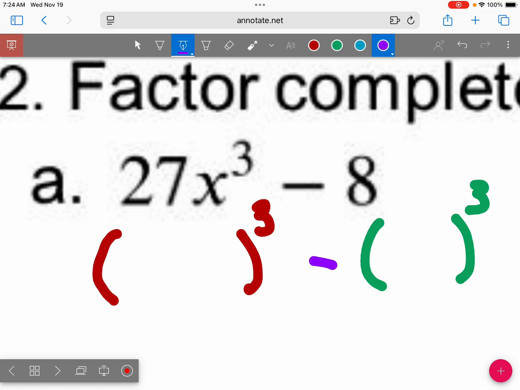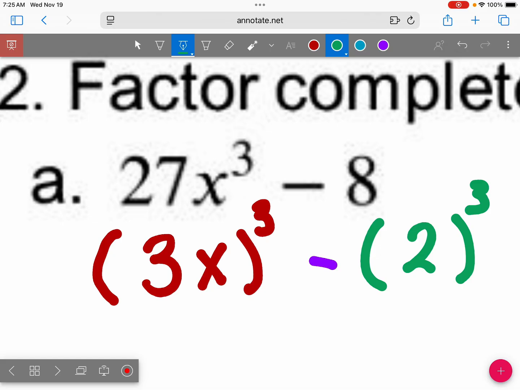So what cube gives me 27x cubed? 3 and x. If I have 3 cubed, I get 27. If I have x cubed, I get x cubed. So 3x cubed gives me 27x cubed. What cubed gives me 8? 2. So that means looking at that special pattern that we have, this is my A term, this is my B term. So my 3x and my 2.